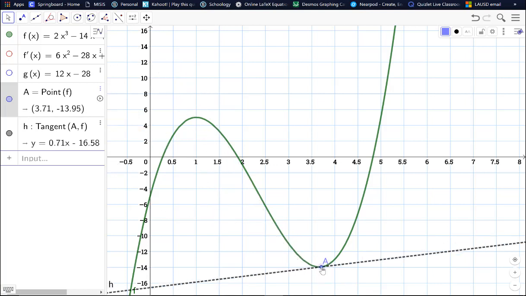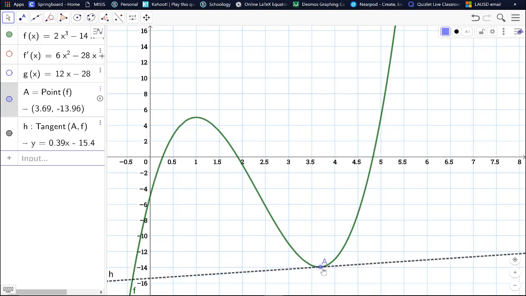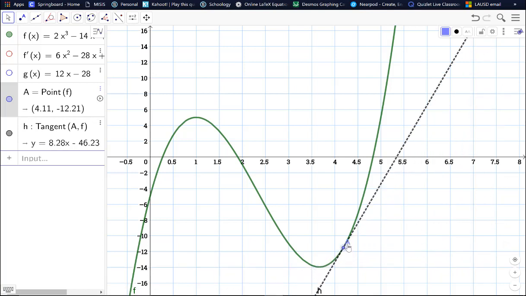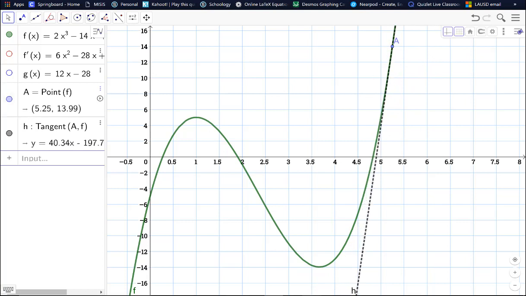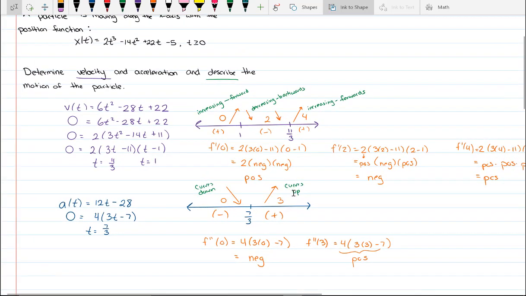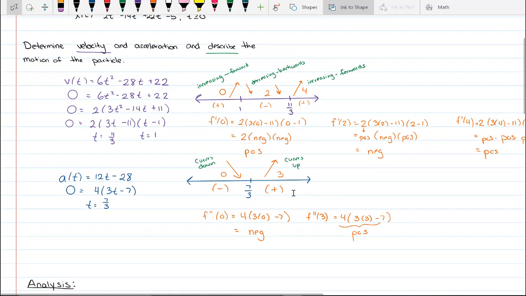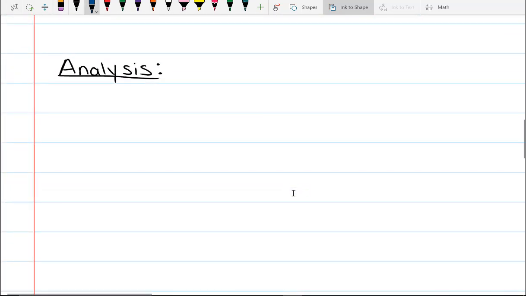Then here we stop because the velocity is 0. But now we speed up. We're going faster and faster and faster until it just takes off. Okay, so now that we have all this information, we are going to do an analysis of our data. This is where the actual part of the problem comes in, because the question said, describe the motion. All we've done is make some fancy charts and kind of gotten some numbers, but now we need to describe. So, here we go.